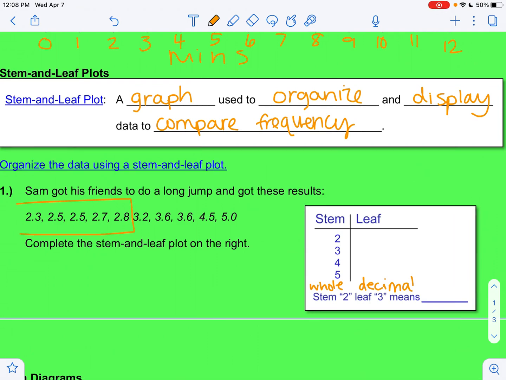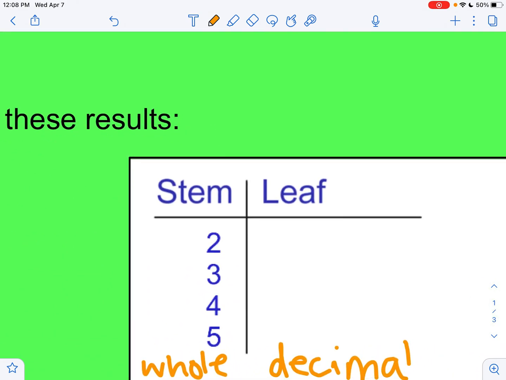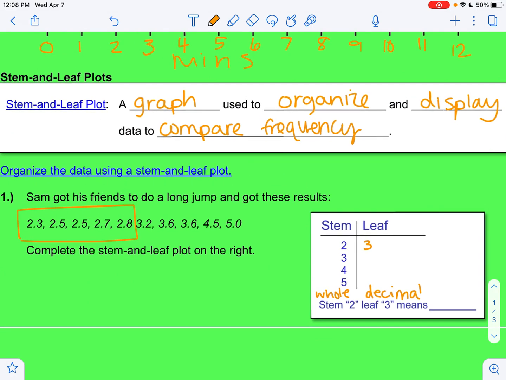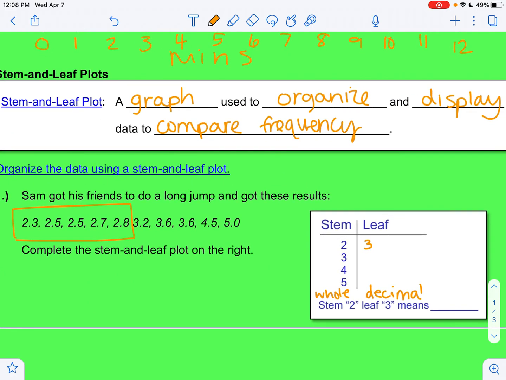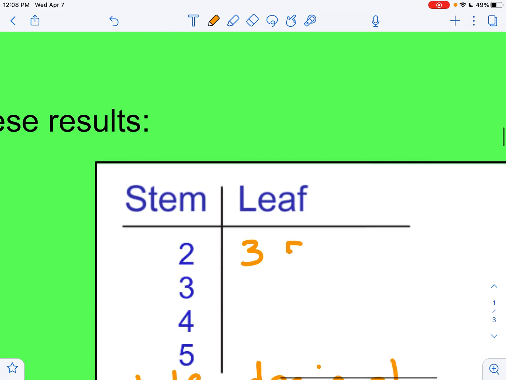Alright, so we had 5 numbers that were in the 2 range. Okay, so we're going to put them in order from smallest to biggest. So 2.3, 2.5, 2.5, 2.7, 2.8. So we already have the 2. So it's 3, 5, 5, 7, 8.